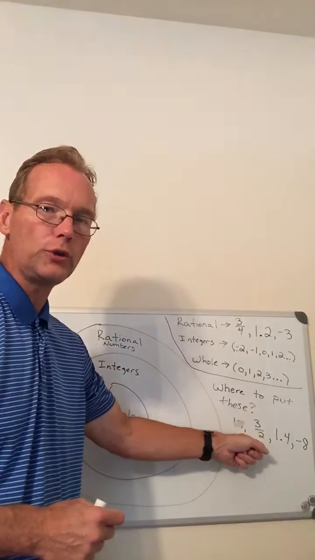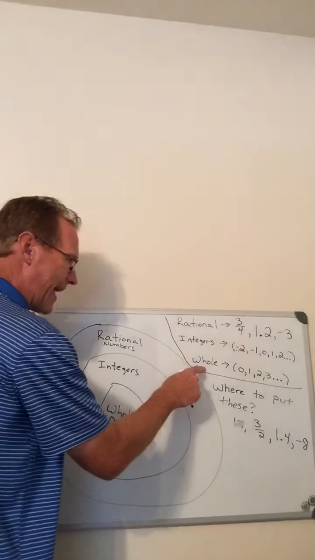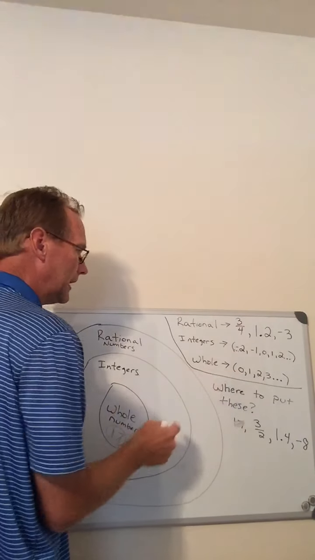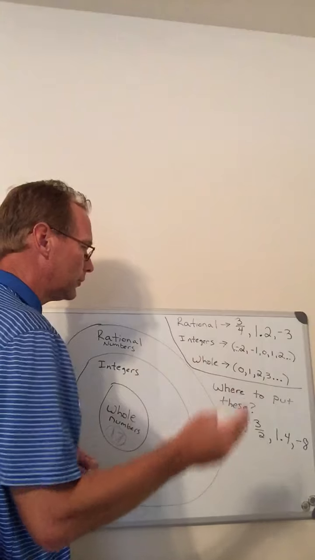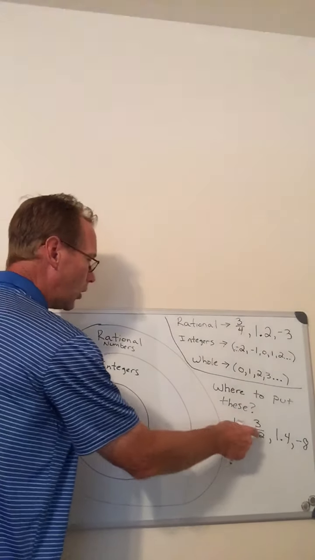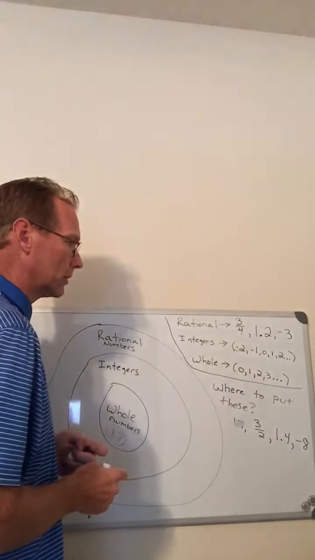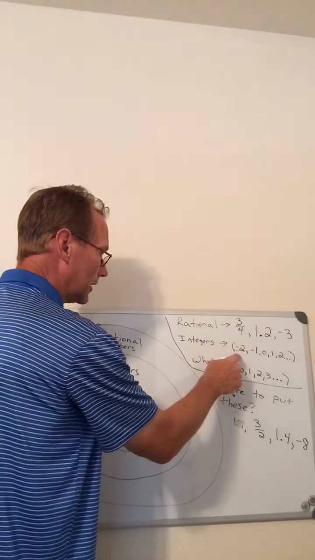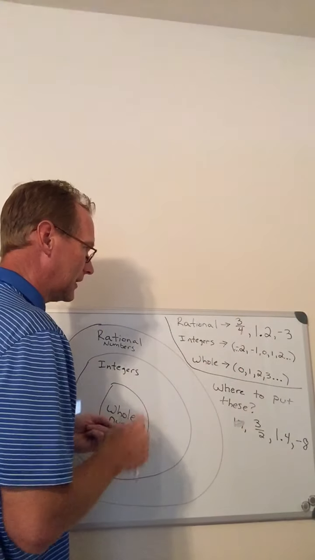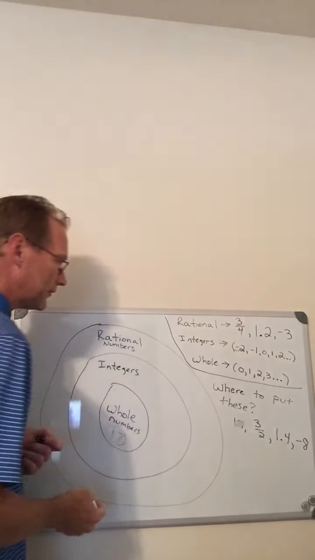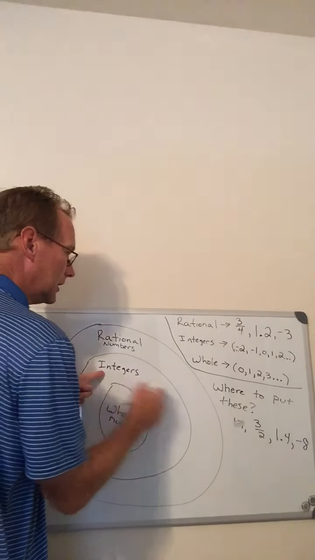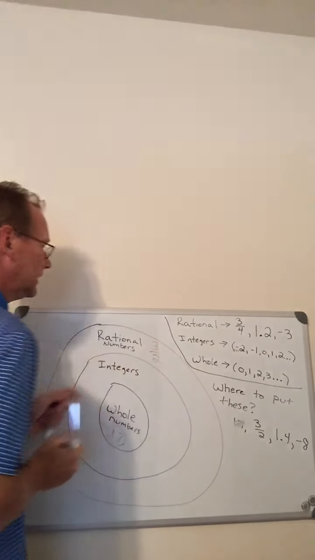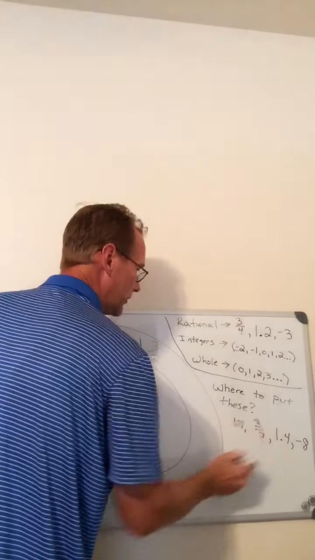Let's look at 3 over 2 now. Does that look like it would fit in this group? Remember, it has to be a 0 and then the counting numbers: 0, 1, 2, 3, 4, etc. 3 over 2, that's not a whole number. Is it an integer? Remember, an integer cannot be a fraction and it can't be a decimal. That is a fraction, so it can't be an integer. So 3 over 2 would just be a rational number. That's all we can do with that.